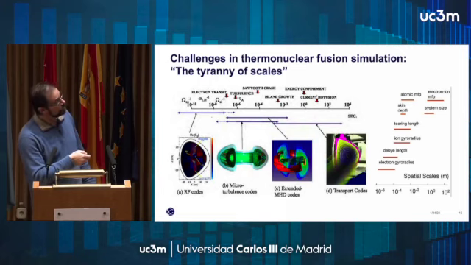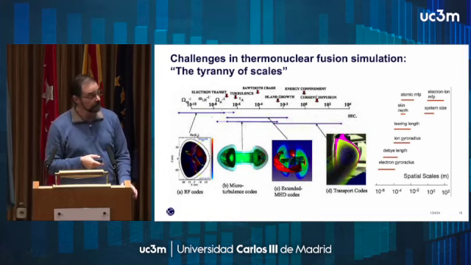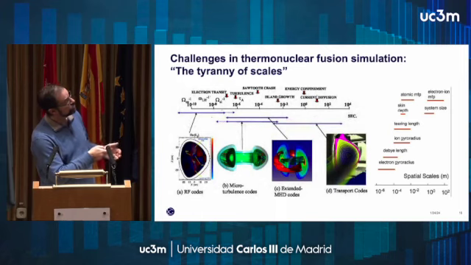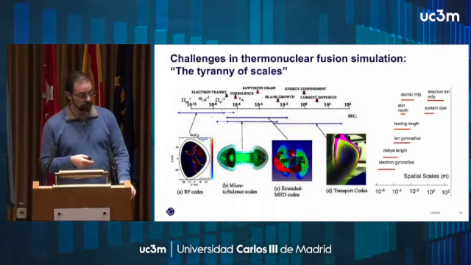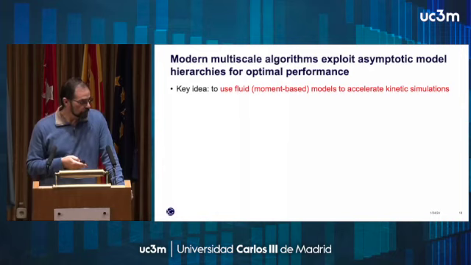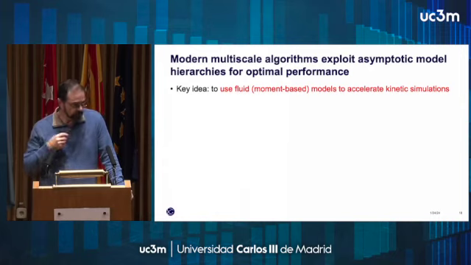Similarly, in space, you have a range of length scales, in this case 10 to the 8, that go all the way from the gyration length scale that I mentioned earlier to essentially system sizes and collisional mean-free paths. So, this kind of underscores the challenge of simulating these systems. It's all about multiple scales. So we need to exploit the model hierarchy that I mentioned earlier in order to make progress.